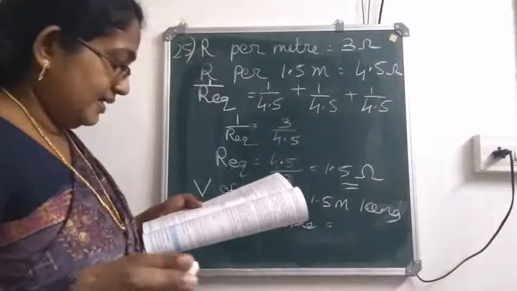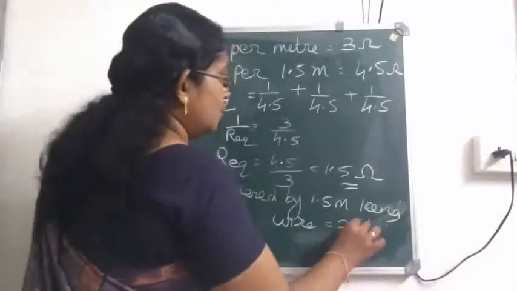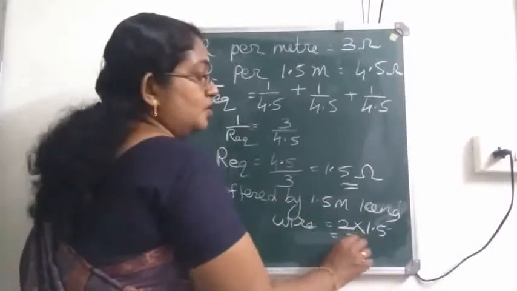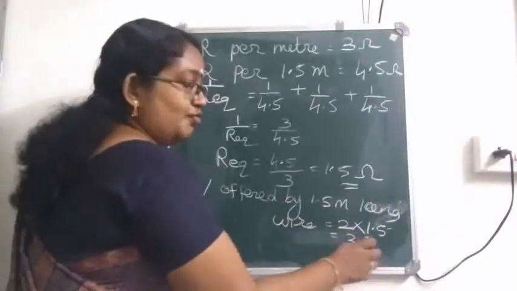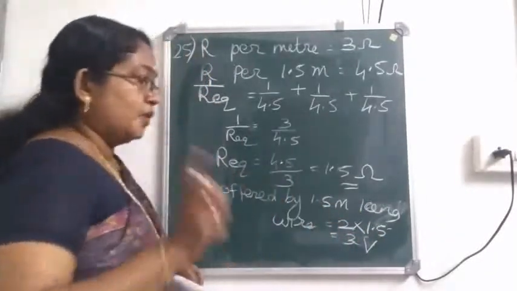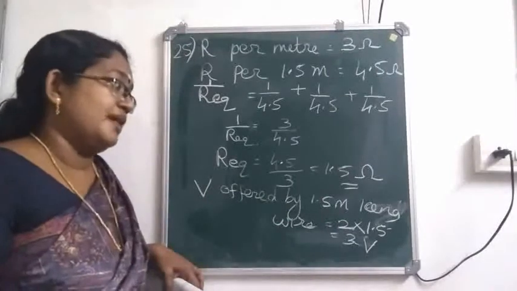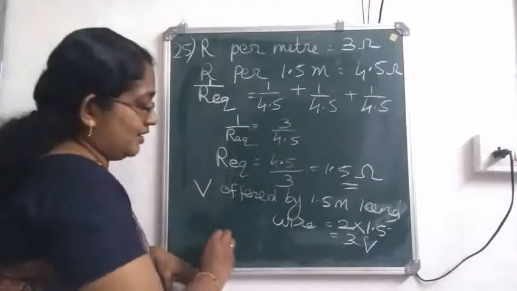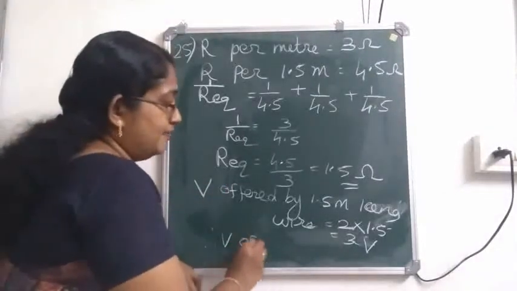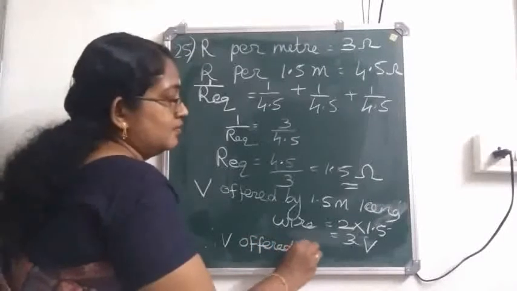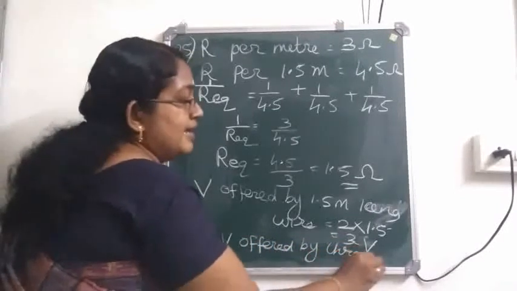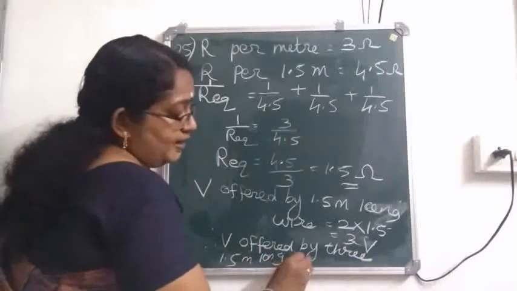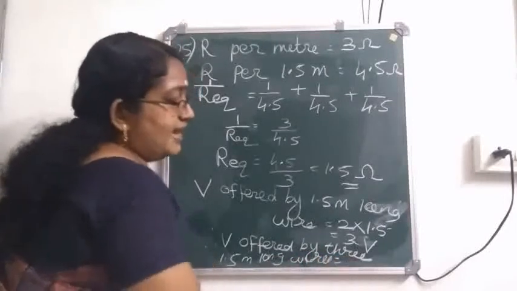So how much is the current given there? 2 into, how much is the resistance there? 1.5, which is equal to 3 volt. Okay. So this is the potential offered by a 1.5 meter long wire. So how many 1.5 meter long wires are there? 3 are there. So potential offered by 3 1.5 meter long wires will be equal to, how much will be the answer?